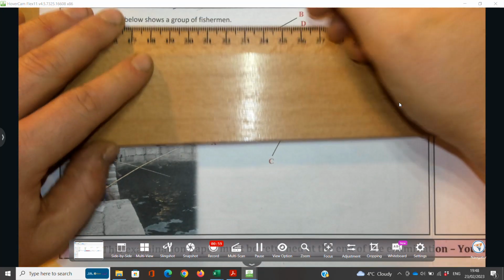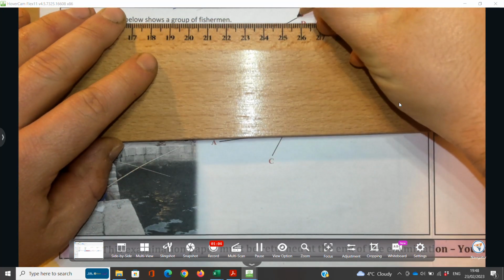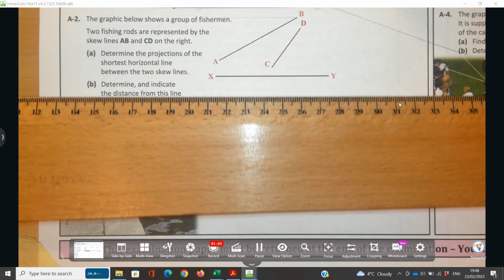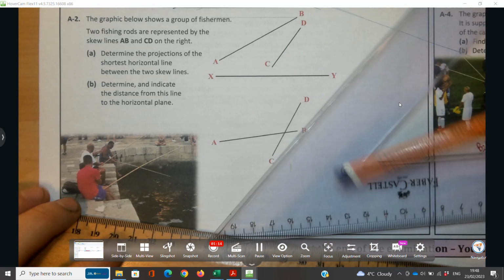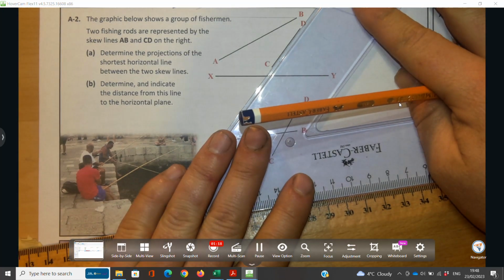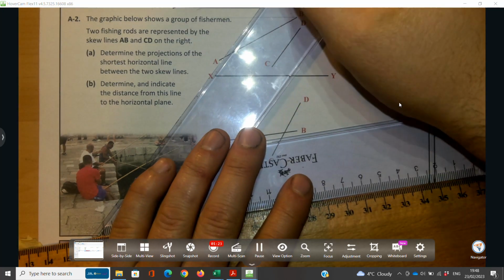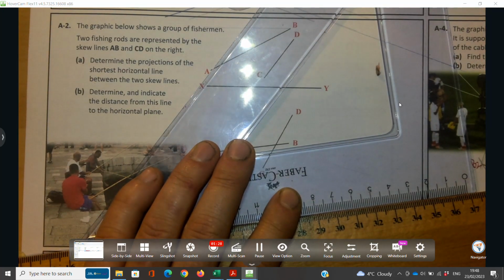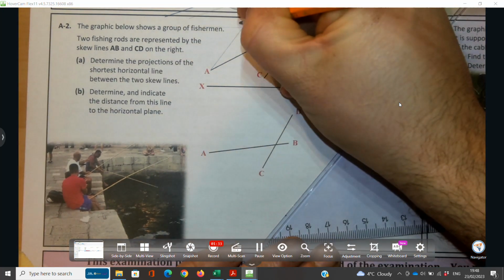Right, so pick any of the four letters A, B, C or D. Draw a horizontal line from one of those skewed lines. So I chose B. Doesn't matter which one you pick. Now go parallel to the opposite skewed line. So I'm going parallel to CD from point A. I'm going to label that P.